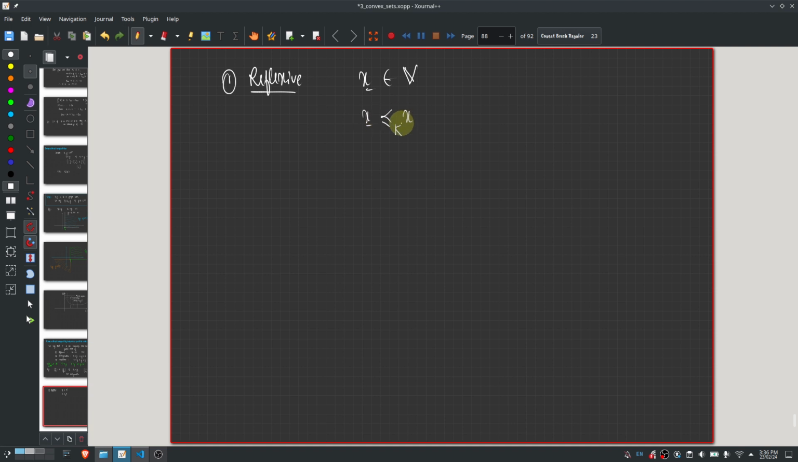But what is x minus x? It's a zero vector. And does the zero vector always belong to K? It does, because it is a cone, right? So x minus x is always equal to the zero vector for every x, and since K is a cone, we know that this zero is always in the cone.